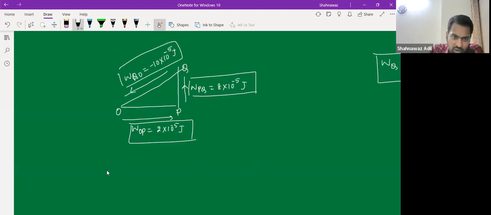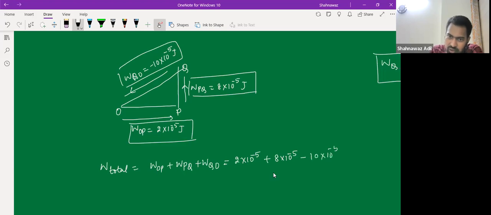Okay, so the total work done would be how much? The algebraic sum, as Chavez said. So W O P plus W P Q plus W Q O. This is 2 into 10 to the power minus 5 plus 8 into 10 to the power minus 5 minus 10 into 10 to the power minus 5. So this is 10 into 10 to the power minus 5 minus 10 into 10 to the power minus 5. This cancels and we have 0. So you see that the work done in the closed path is 0.